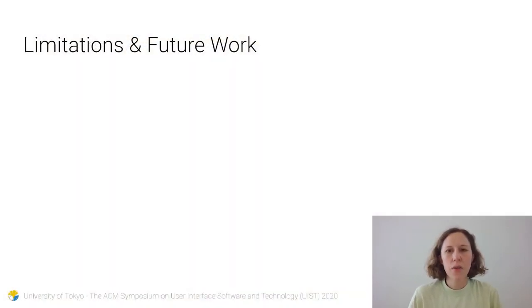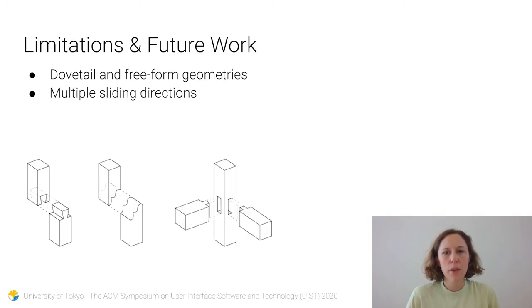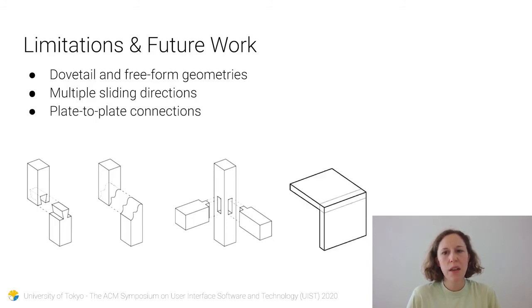As for limitations and future work, due to the voxelized geometric representation, it is not possible to make, for example, a dovetail joint or some freeform shape. It is also not possible to create multi-timber joints that have more than one sliding axis. And the system is made for frame structures. It does not fully extend to plate-to-plate connections.